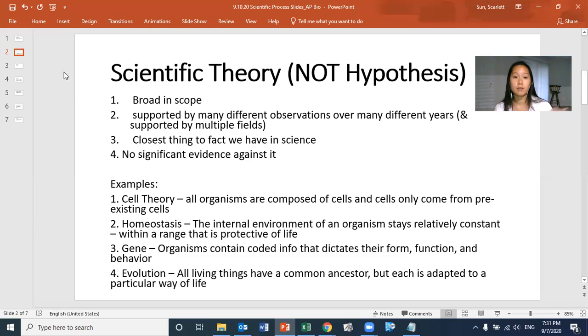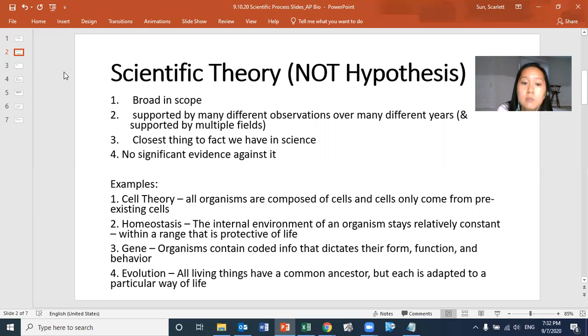Homeostasis is another theory. The internal environment of an organism stays relatively constant within a range that is protective of life, right? If, for example, your body temperature gets too low, you're going to get hypothermia and you're going to die. If your body temperature gets too hot during a fever, your brain can start malfunctioning because of it and you're going to die, right? For example, bacteria, when they're in a saltwater solution, they got to be able to maintain and pump water in and out as they need. Otherwise, if they get too salty inside or don't have enough salt, then they're going to die from it.